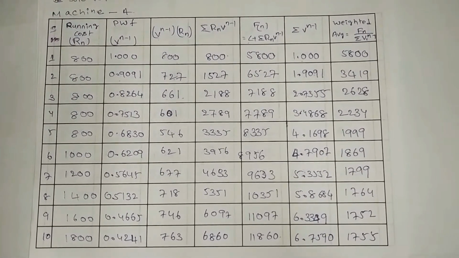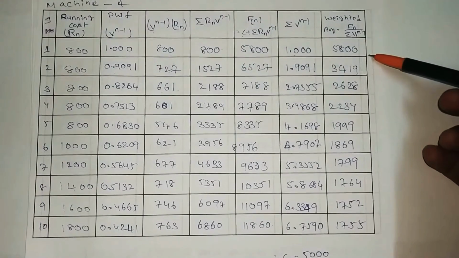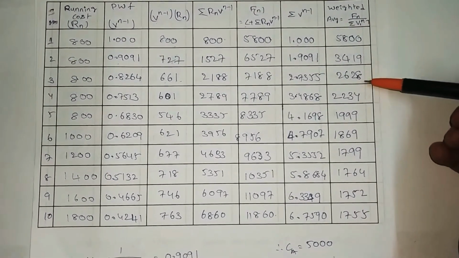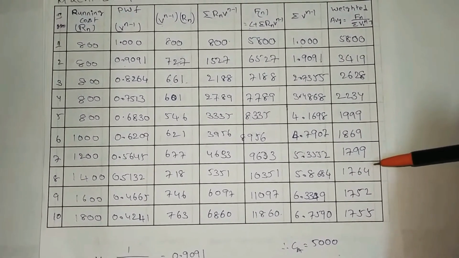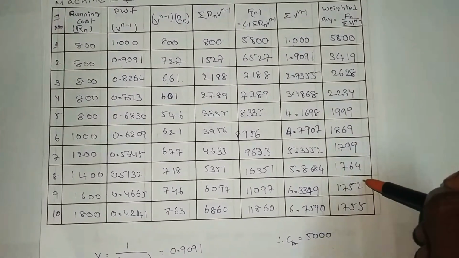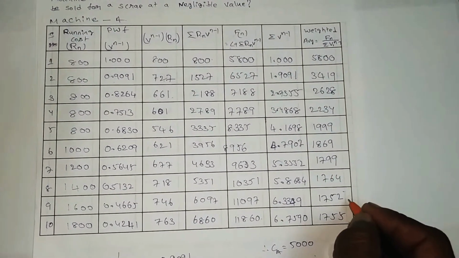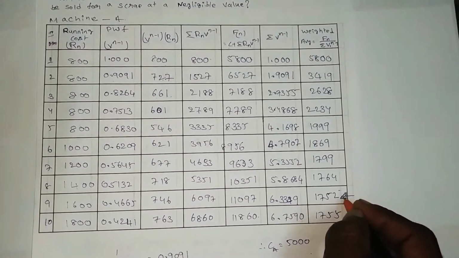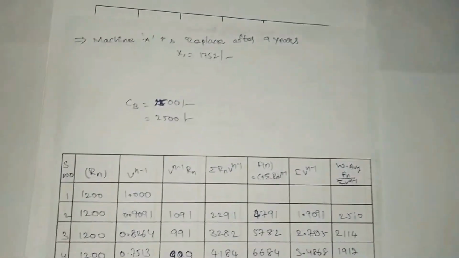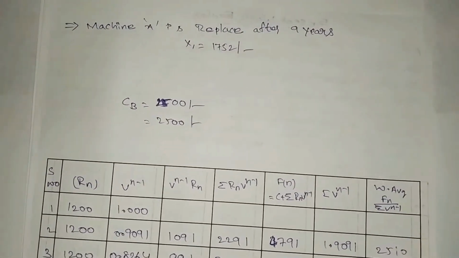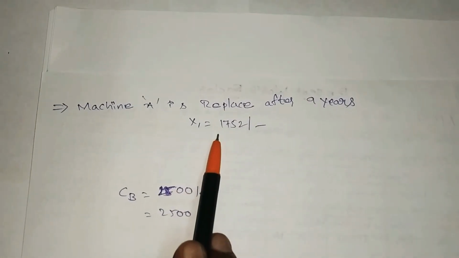Running cost, worth factor, and functional cost. Finally, the weighted average. Observe that this weighted average continuously decreased: 5800, 3419, 2628, 2234, 1999, 1869, 1799, 1764, 1752. Up to here it decreases. After that it increases, which means machine A is replaced at the 9th year. Machine A is replaced after 9 years. X1 is equal to 1752.